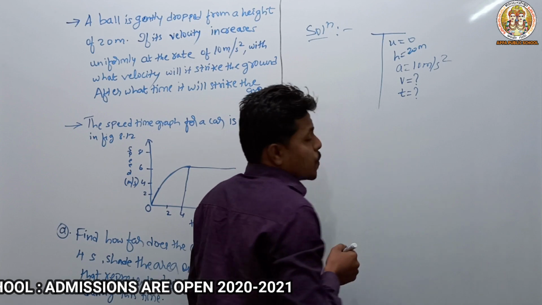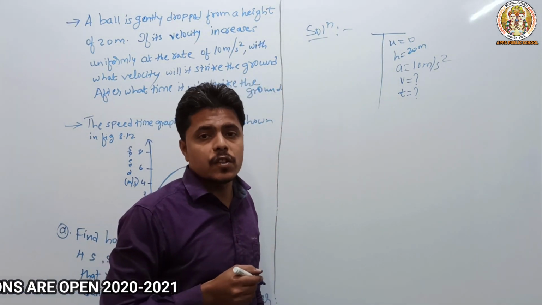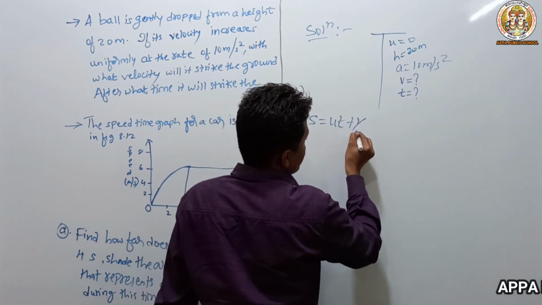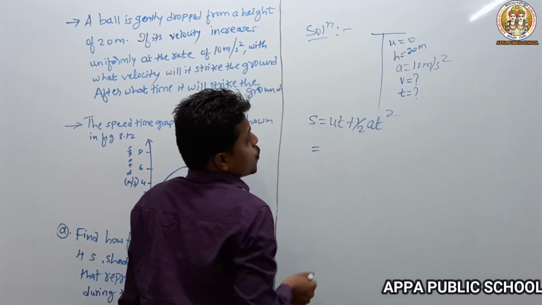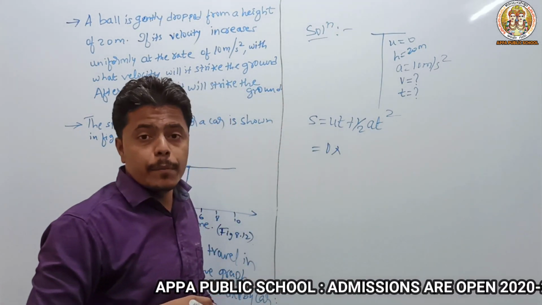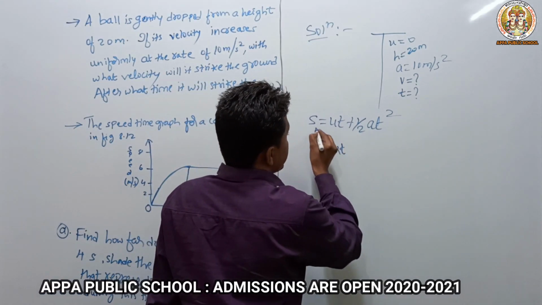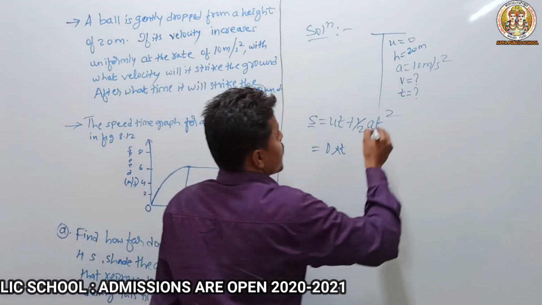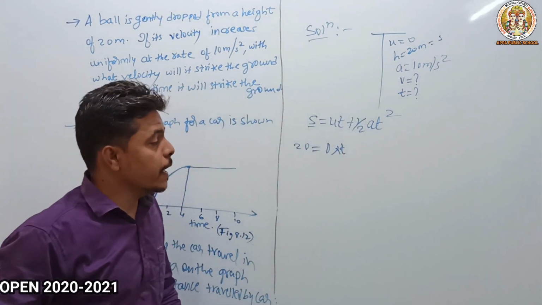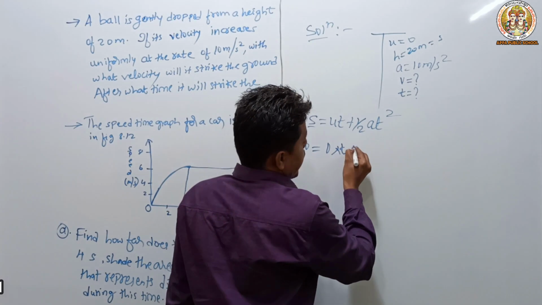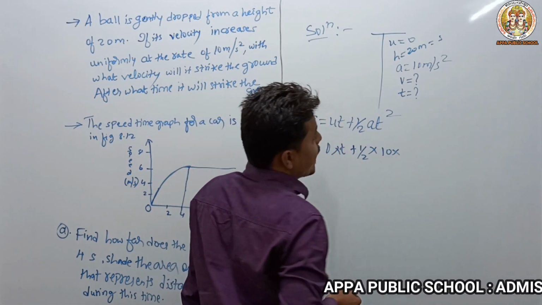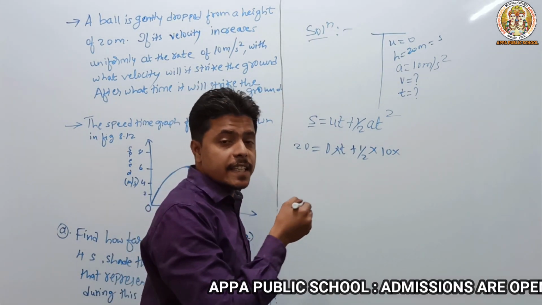Now we are going to use the formula s is equals to ut plus half at square to find the time. Here u, the initial velocity, is 0, and time we are going to find out. s is nothing but height, so 20 meter. So 0 into t, plus half, acceleration 10 meter per second square, and time is not given, so t square.